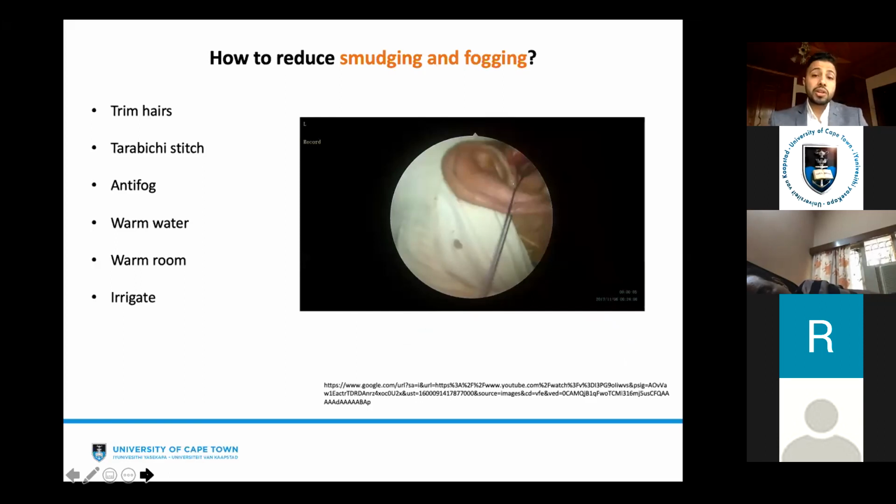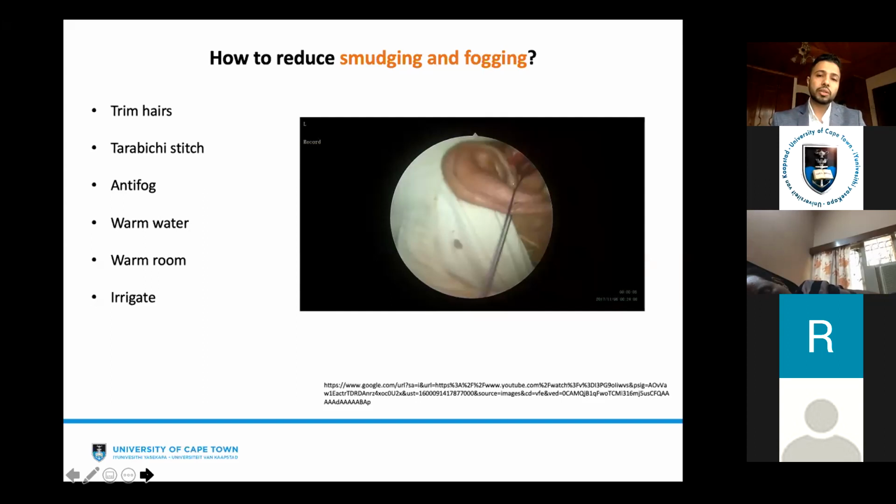How to reduce smudging and fogging. The first, just before you begin your operation, is to trim your hairs. And just as you're beginning and gaining your hand-eye coordination, looking inside the ear canal, inside the middle ear, just trim the hairs. And that allows you to get a bit of a clearer pathway as you insert your endoscope.